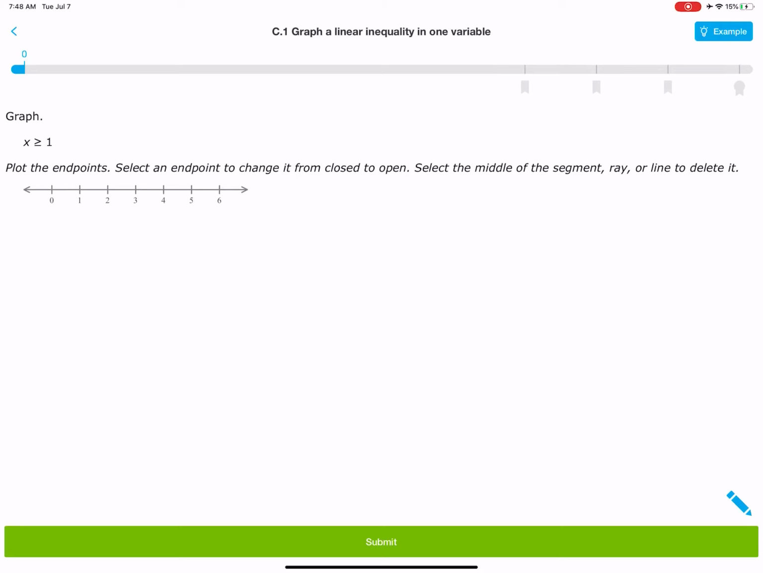So, we are first going to work on C.1 of our Algebra 2 skills. Now, remember, guys, we only need to complete up to a 70%, okay?